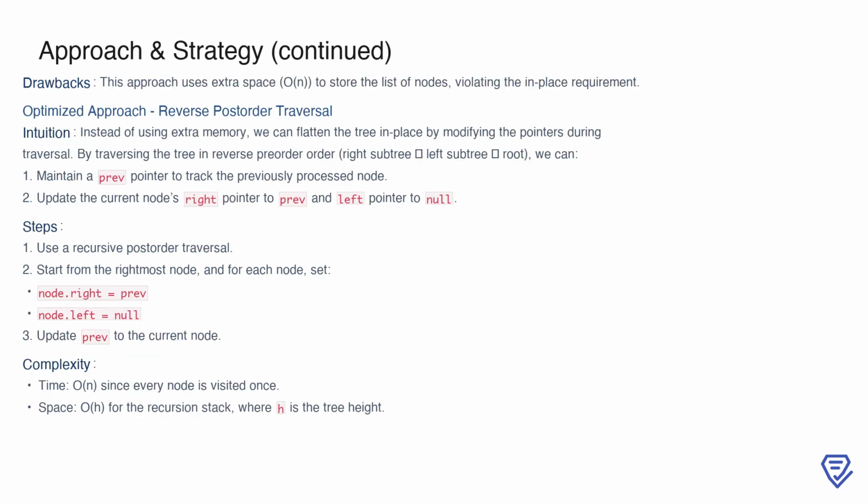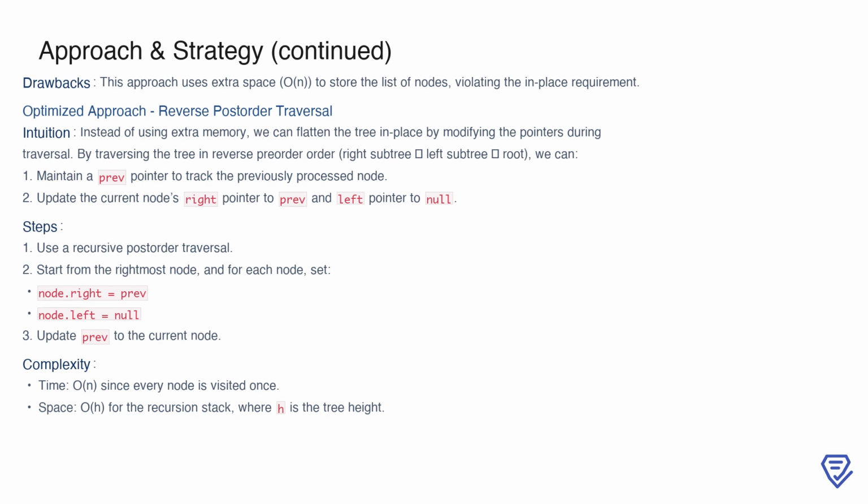The brute force method, while functional, does not satisfy the in-place requirement due to the extra space needed for storing nodes. To address this, we can turn to an optimized approach that uses a reverse postorder traversal to modify the tree in place. Here, the idea is to traverse the tree in reverse preorder order, which means processing the right subtree first, then the left subtree, and finally the root.